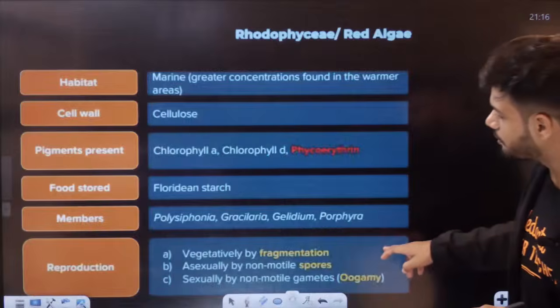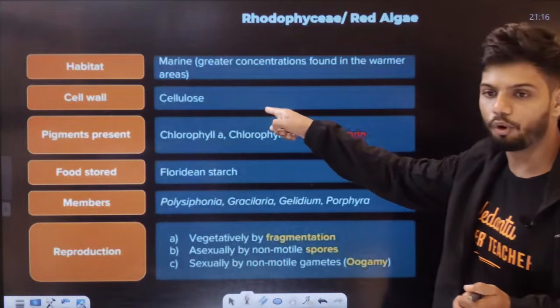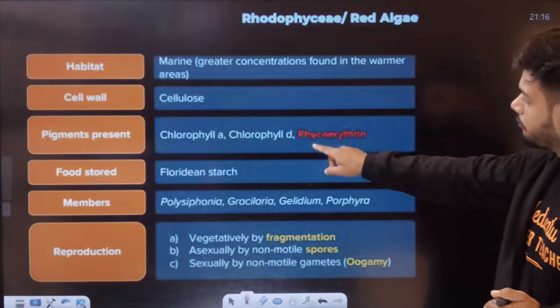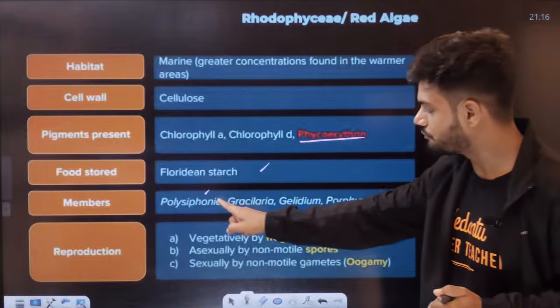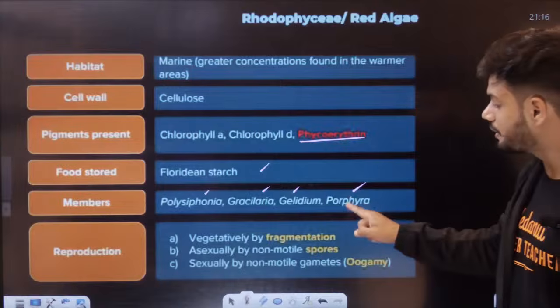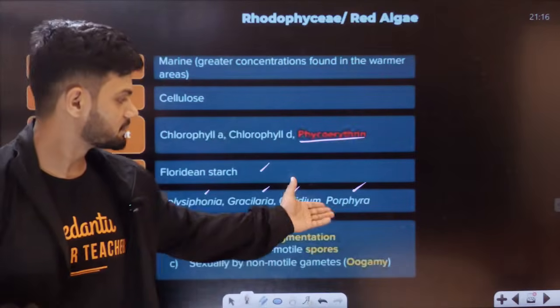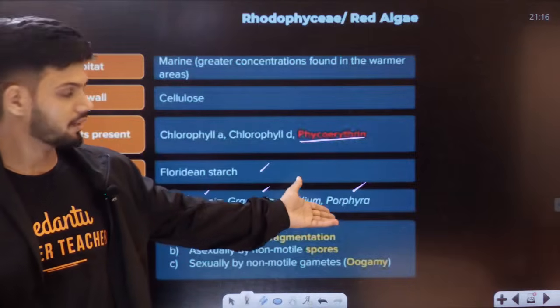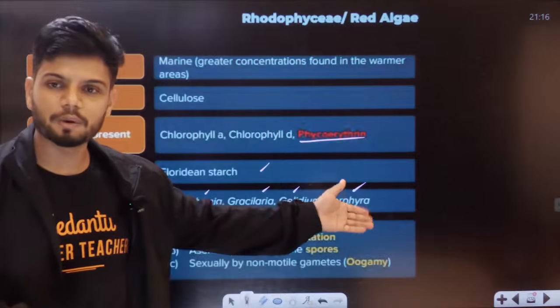Here's all the information. Here you have cellulose, carrageenan, polysulfate esters, everything here. Phycoerythrin here, Floridean starch here. Examples: Polysiphonia, the beautiful one, Gracilaria, Gelidium. Students, Porphyra is like paper again, like red tissue paper.